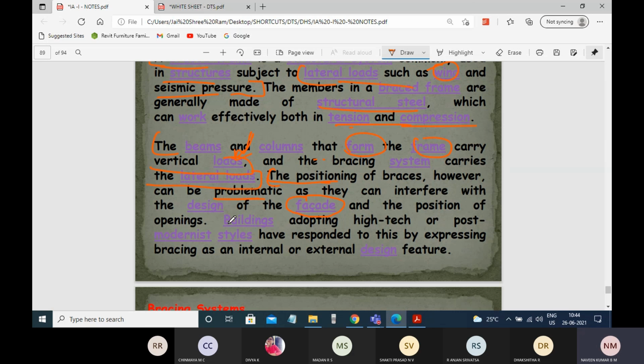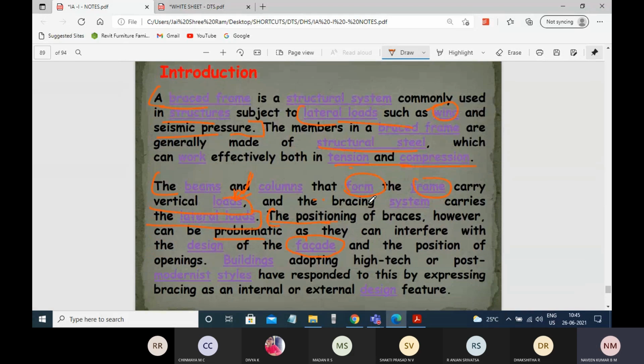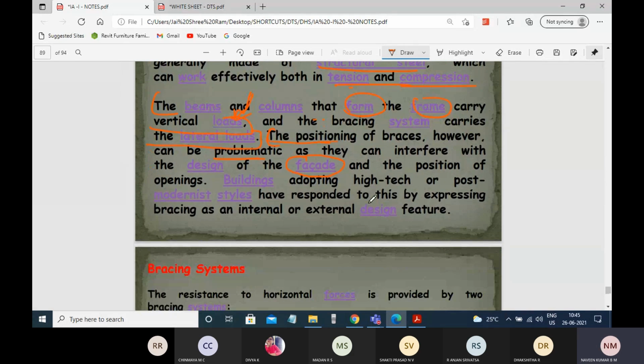And the position of openings, right? Buildings adopting high-tech or post-modernist style have responded to this by expressing bracings as internal and external design features. So this is the introduction related to braced frames. All the structural systems, the main purpose of the structural system is to resist the lateral loads, which may be due to wind load or due to earthquake load.